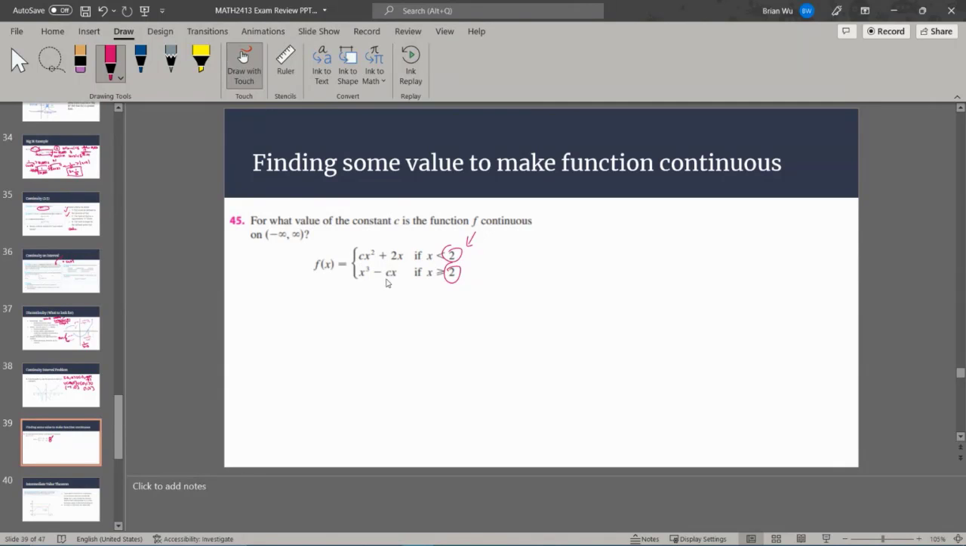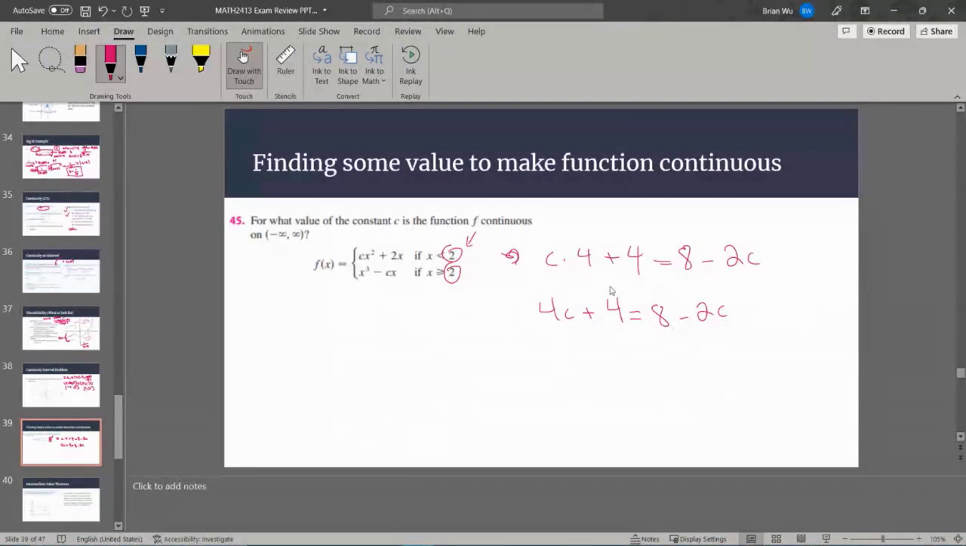So if we want these endpoints to be the same, then if we plug them in, we get c times x squared, right? Because this endpoint 2 gives 4c, plus 2 times 2 is 4. And then this should be equal to this endpoint when we plug in 2, which is equal to 8 minus 2c. So if we simplify it, we get 4c plus 4 is equal to 8 minus 2c.